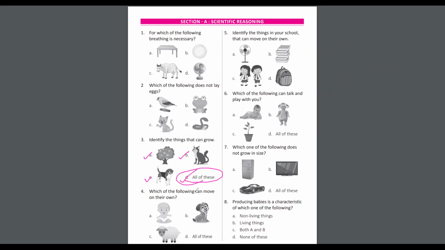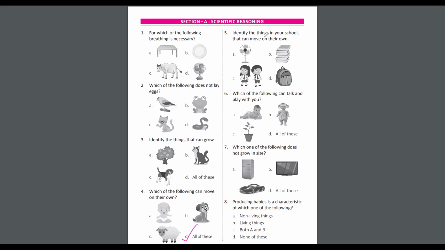Next, we have which of the following can move on their own. So, all the living things can move on their own. So, just like a baby, a dog, a sheep. So, all of these can move, right? So, D is the correct answer.